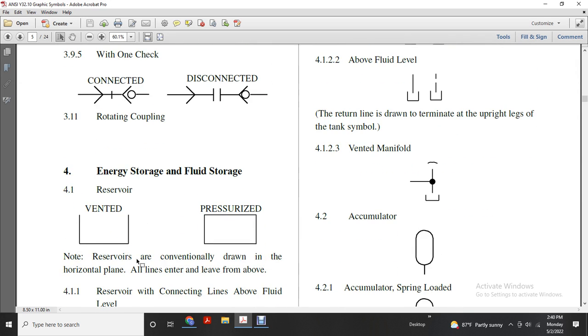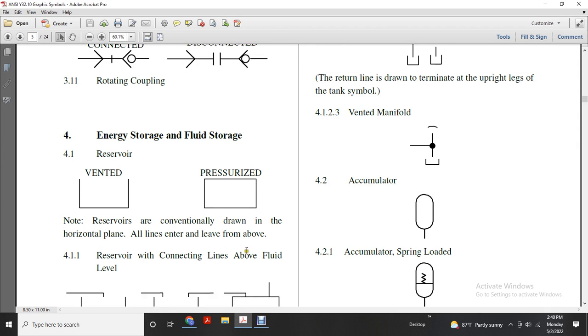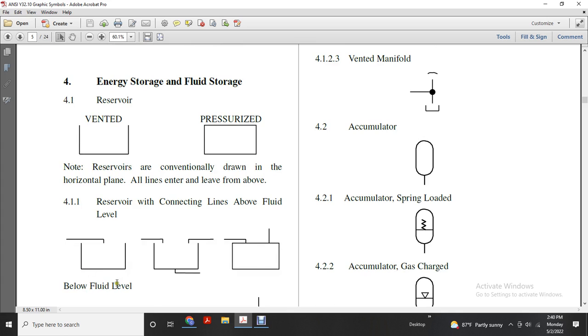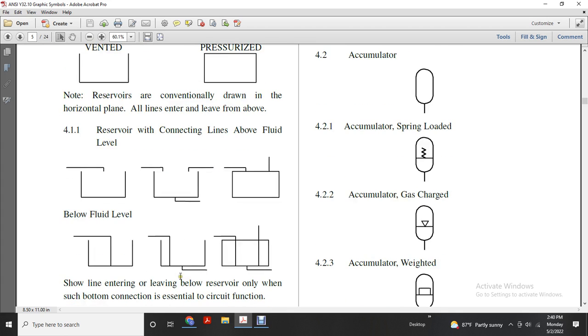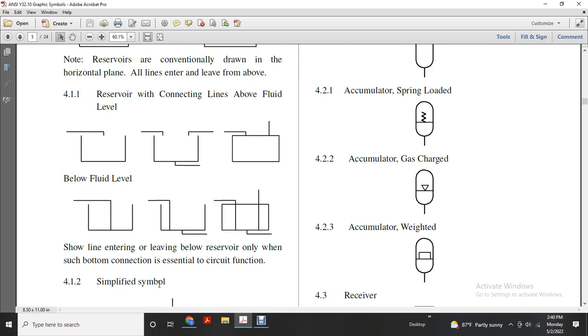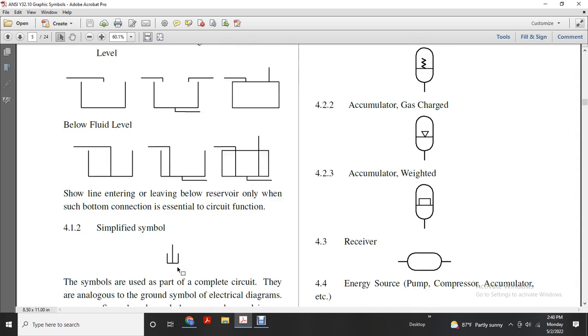For energy storage and fluid storage: reservoir, vented, pressurized. The reservoir is conventionally drawn in the horizontal plane. All lines enter and leave from above the reservoir, with connecting lines either above or below the fluid level. Above the fluid level, the lines are shown above the tank, and below the fluid level, they all go to the bottom of the tank. Show the inner line leaving below the reservoir only when such a bottom connection is essential for the circuit function.